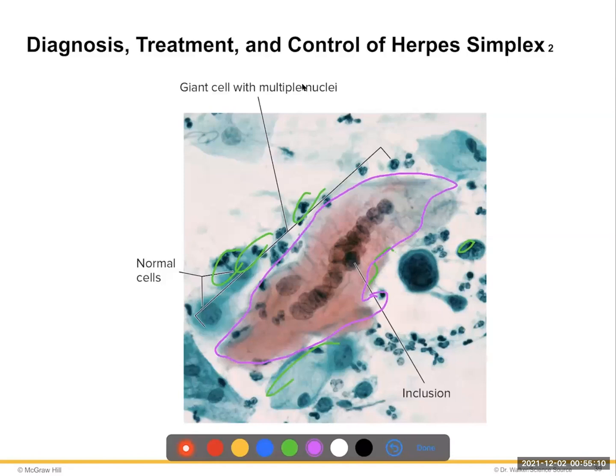This is a giant cell. This is what you see when you're doing herpes simplex. And it's an automatic diagnosis. You can't miss it. I mean, they're huge. They're 10 to 15 times the size of a normal cell. And they have 25 nuclei inside of them.